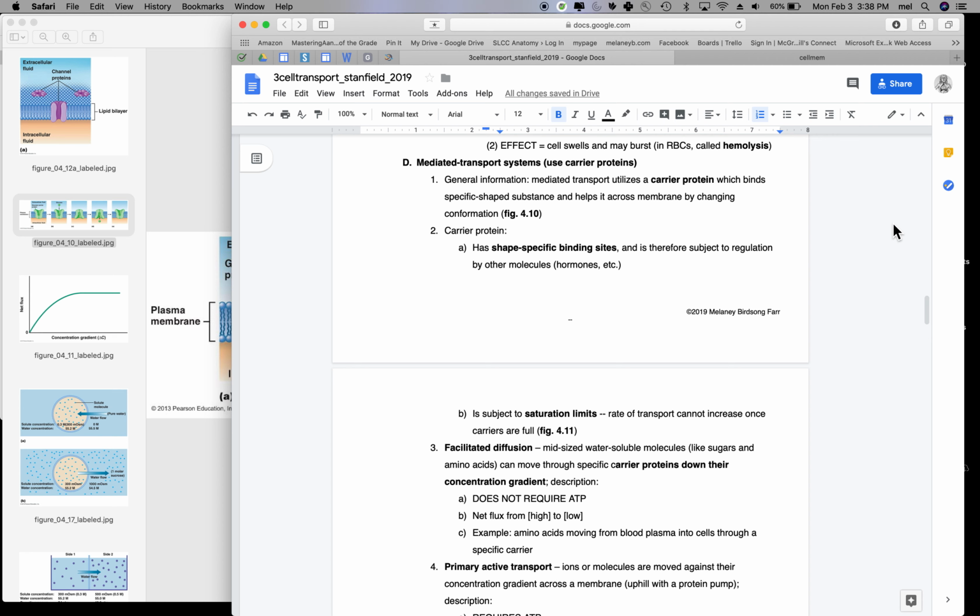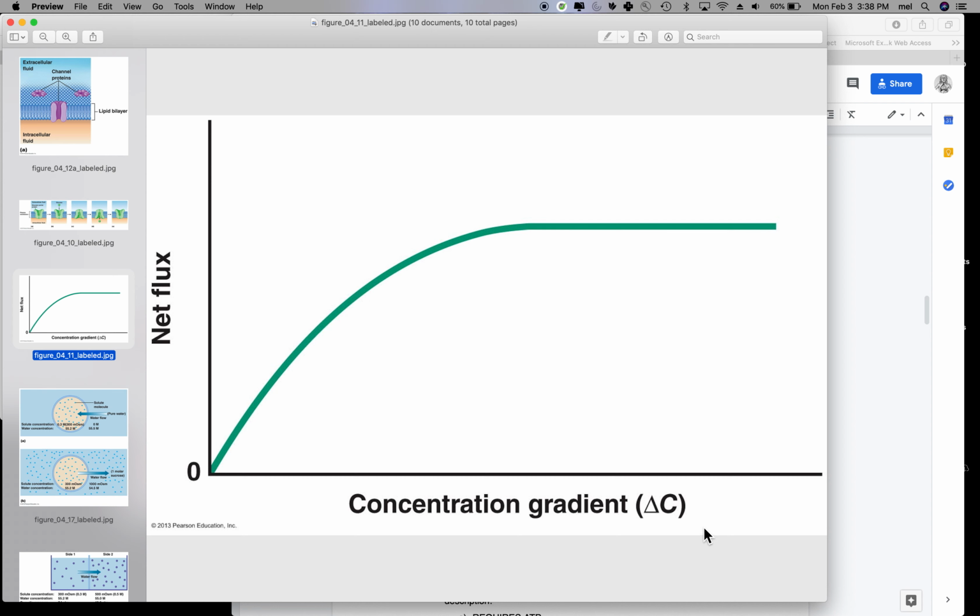And the other thing is if you're shape specific, you're subject to saturation, because like an enzyme, it can get full. So please look at this and notice how similar this looks to the whole enzyme thing. With the enzyme, you had the concentration of substrate on the x-axis and the reaction rate on the y-axis. As you increase the substrate concentration, the reaction rate goes up until you hit saturation. Saturation was all about having a shape-specific binding site that could be full.